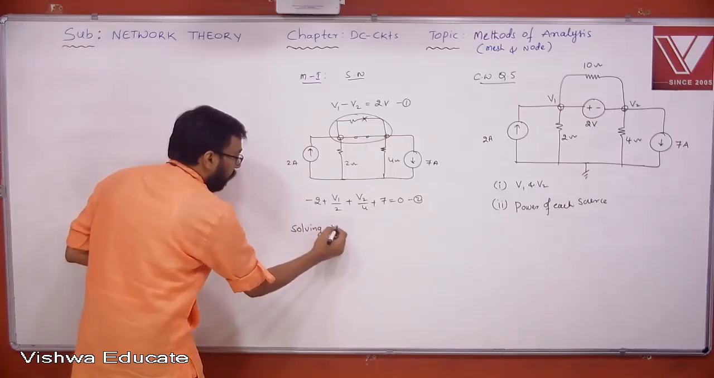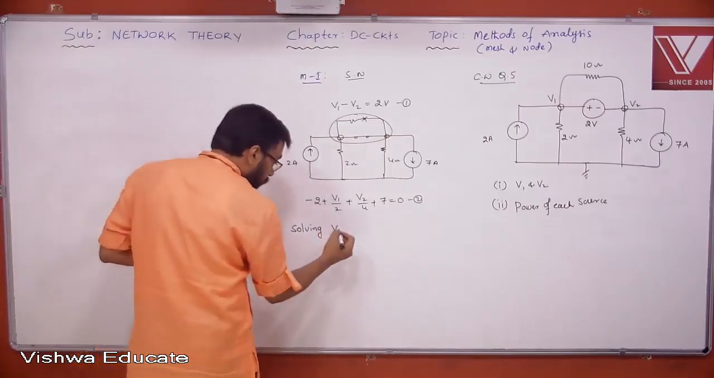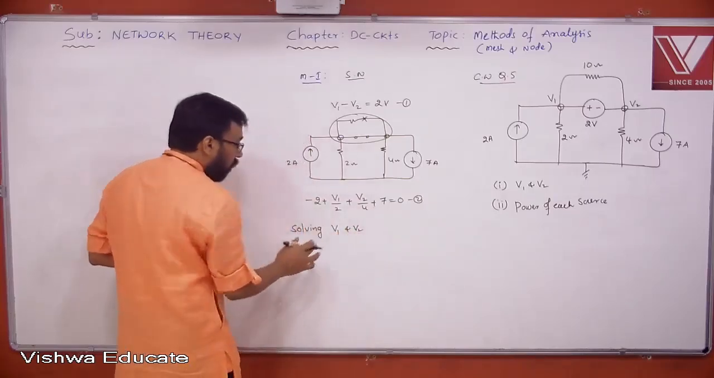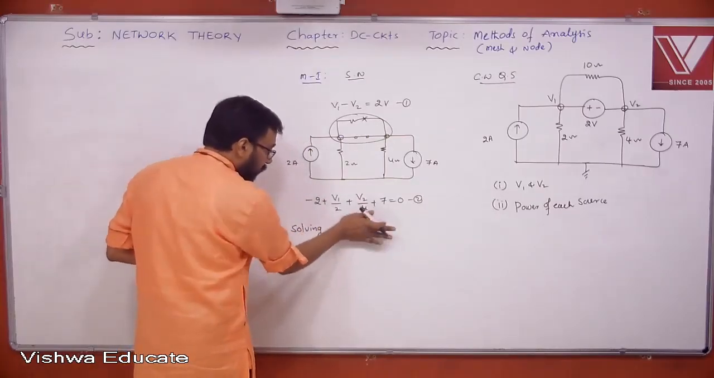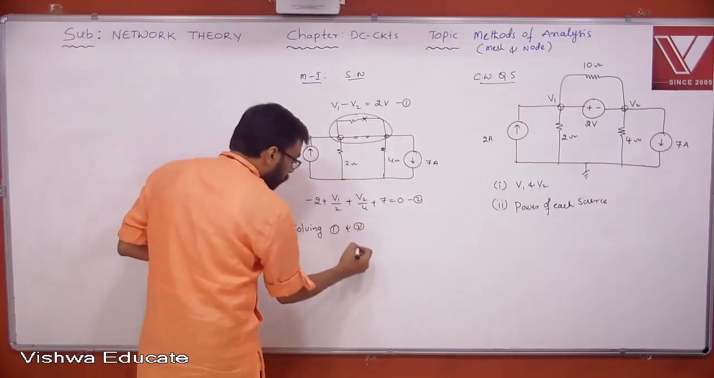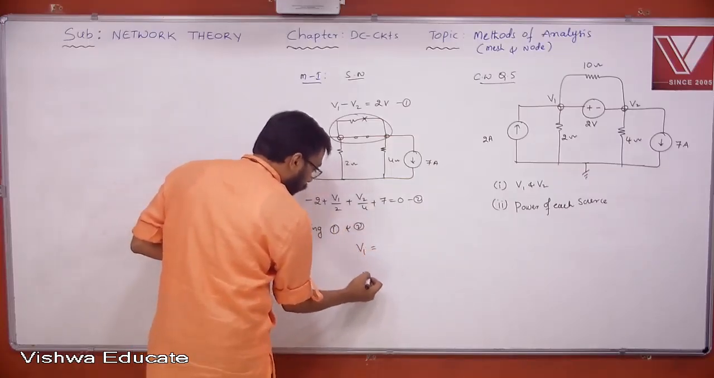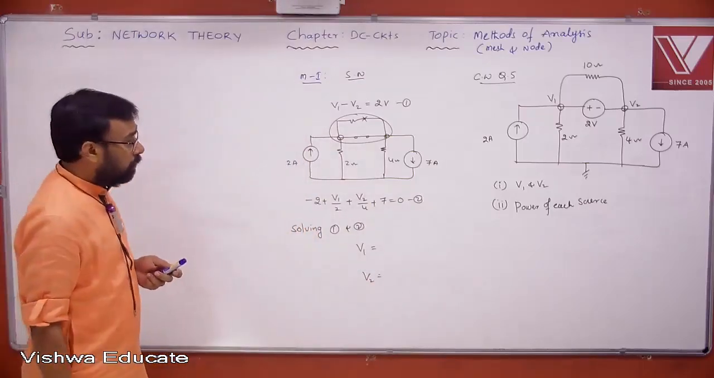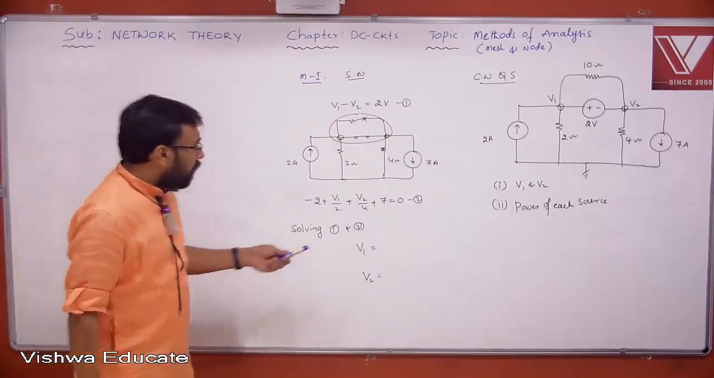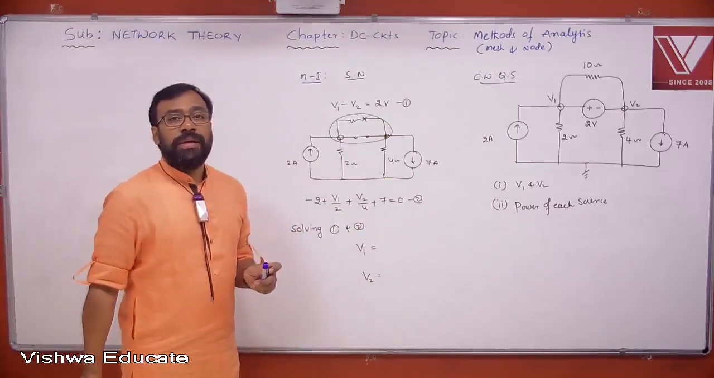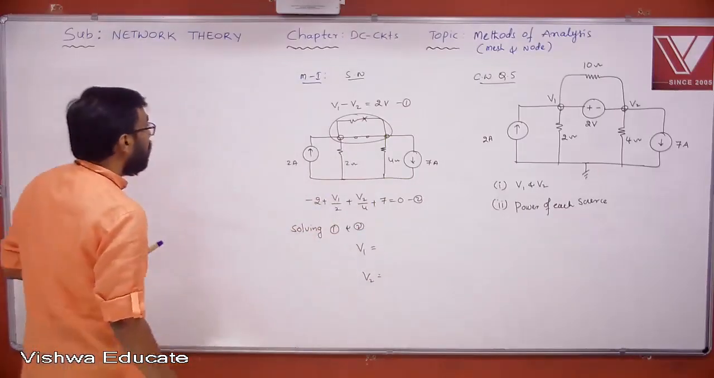Solving equation 1 and 2, you get V1 and V2 values. Understand all of you, okay? Well, once you know V1, V2 values, you can find the powers. Yes or no? Now, let us go with method 2.